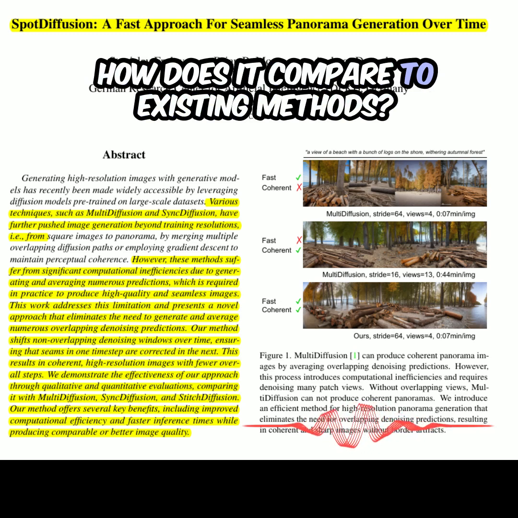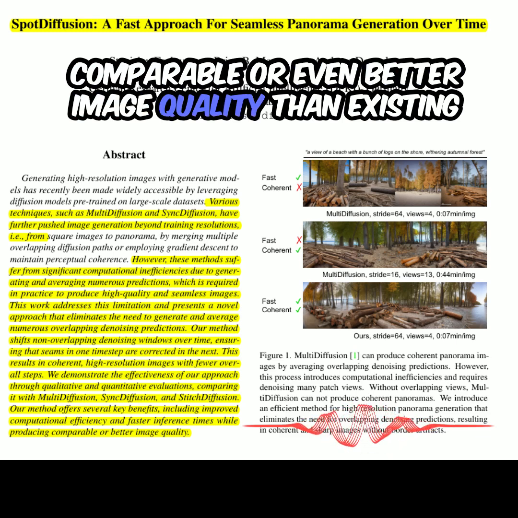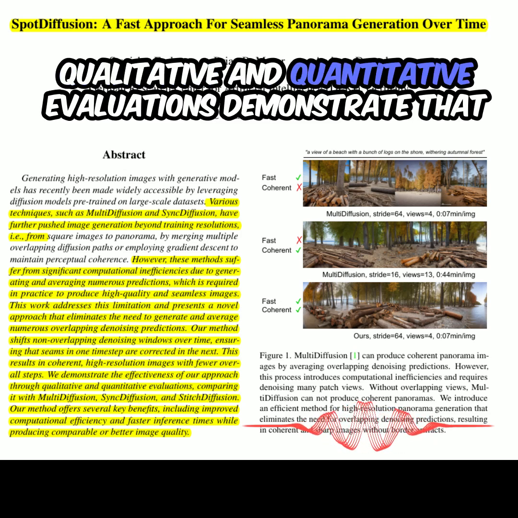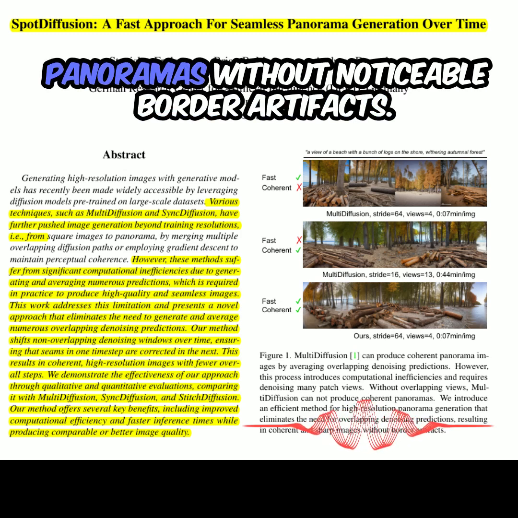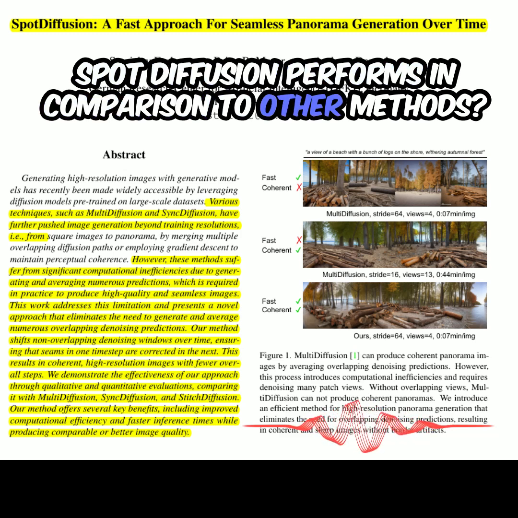How does it compare to existing methods in terms of image quality? SpotDiffusion produces comparable or even better image quality than existing methods, such as multi-diffusion and sync diffusion. Qualitative and quantitative evaluations demonstrate that SpotDiffusion generates coherent and sharp panoramas without noticeable border artifacts. That's impressive. Can you provide some specific examples of how SpotDiffusion performs in comparison to other methods?